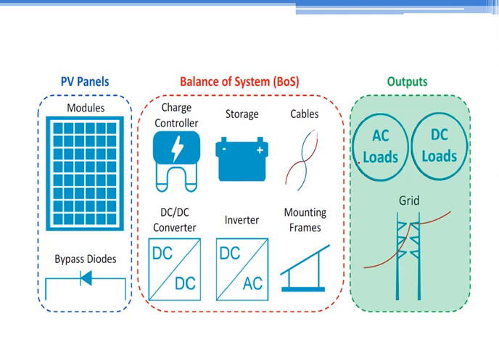We started with various components of a solar power system. Then we understood three components: PV panel, balance of system and output component. The PV panel consists of solar cell, solar array and solar module. The balance of system consists of charge controller, then battery that we call storage, DC to DC converter, inverter, cables and mounting frame. And the last one is the output side. So we have output as AC load or DC load, and grid is also a part of it.